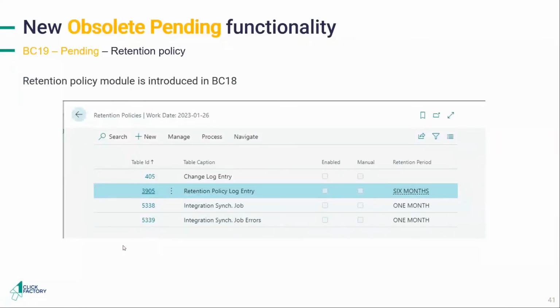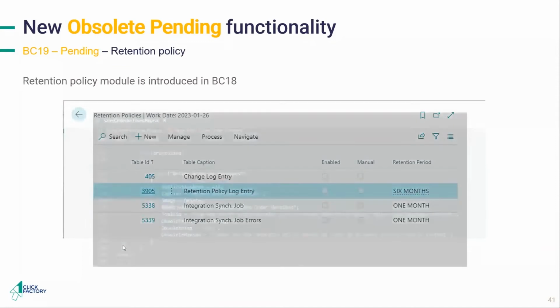So retention policy was introduced in the previous version, BC 18, but now it has started to be used in the Business Central 19 code more and more. And there are some places like archive, sales order archive, or posted documents. If you want to delete them, there will be no button anymore, because you can add here any table you want and select the retention period and which old data you need to keep, and delete all others.